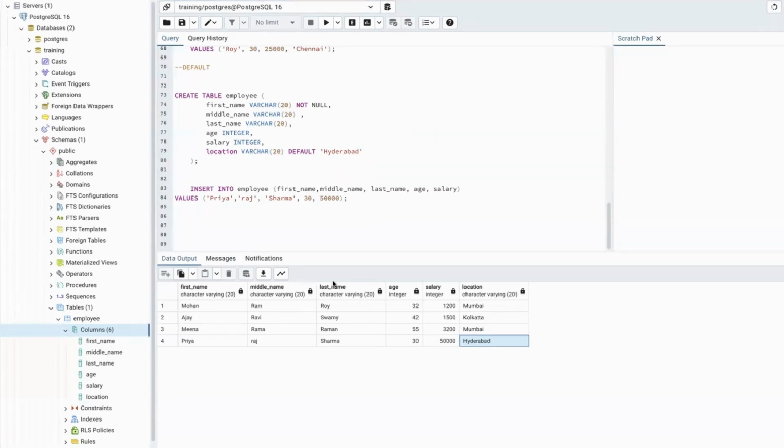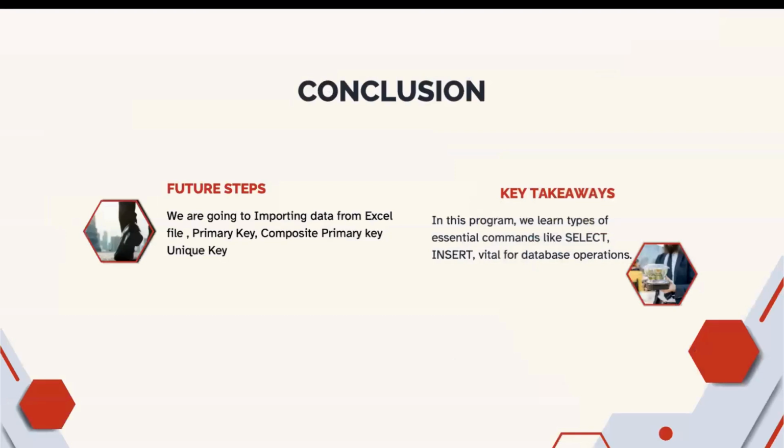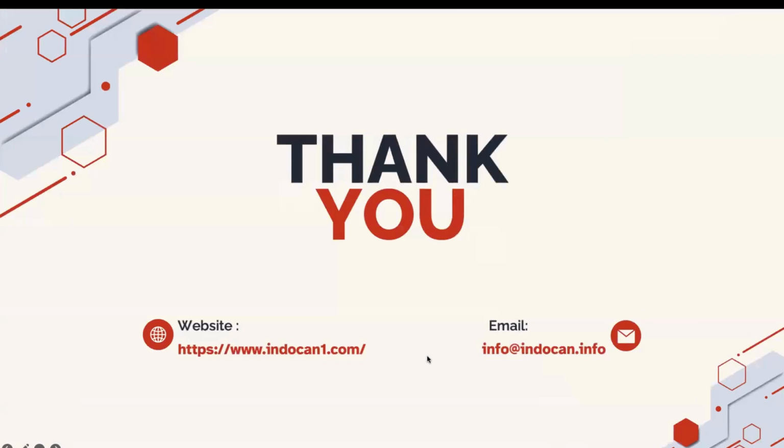So that's it from our side. Let's recap what we learned today. We learned about the not null and default constraints. What are the key takeaways from this training today? We learned essential commands like select, insert, and the different constraints like not null and default constraint. In the next session we are going to see how we can import data from an Excel file, primary key, composite primary key, and the unique key.